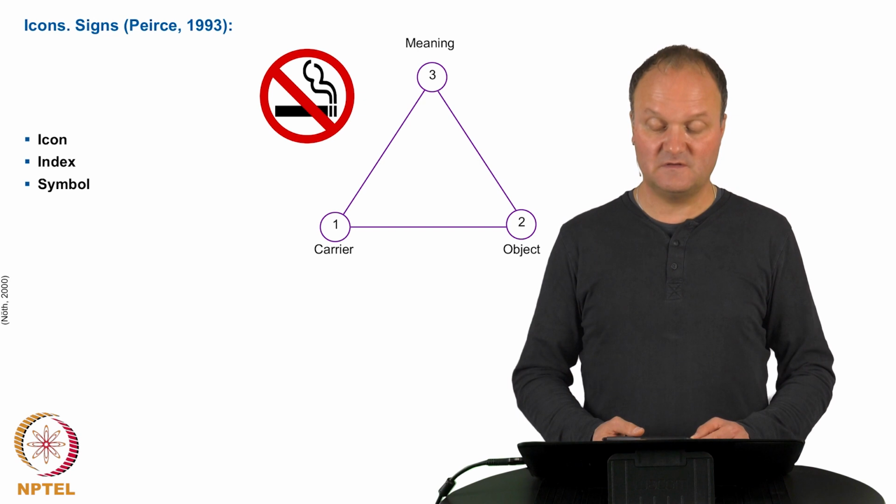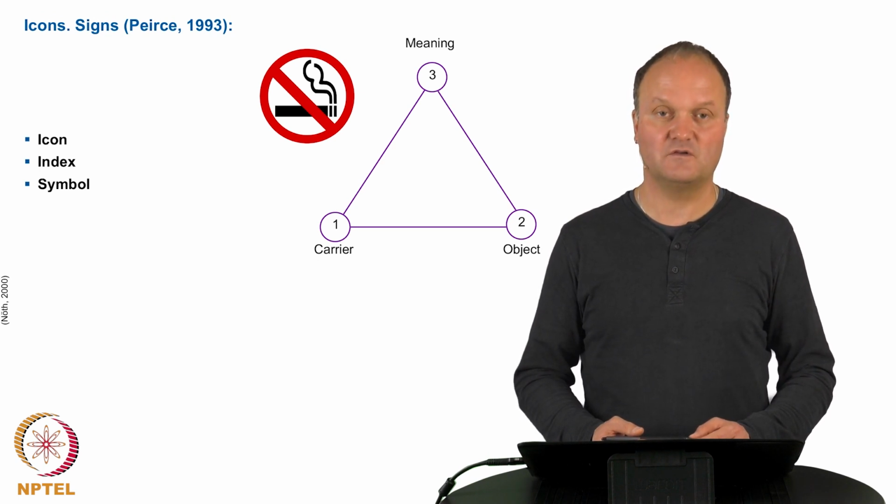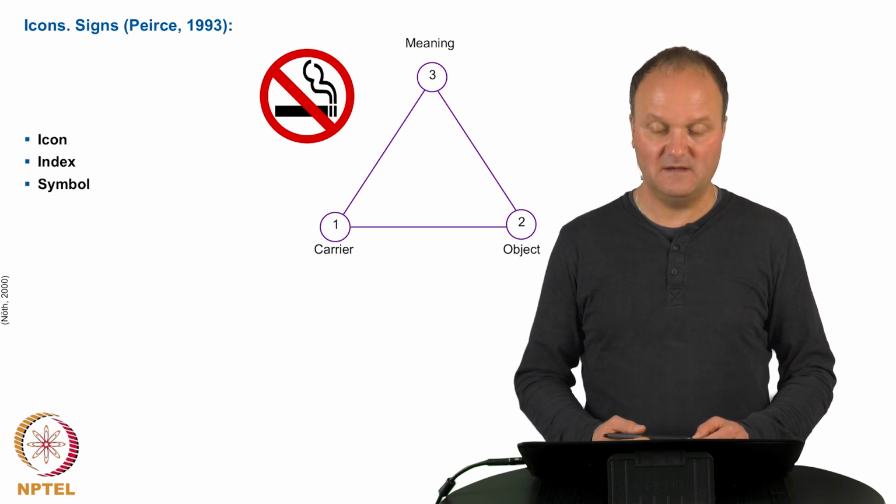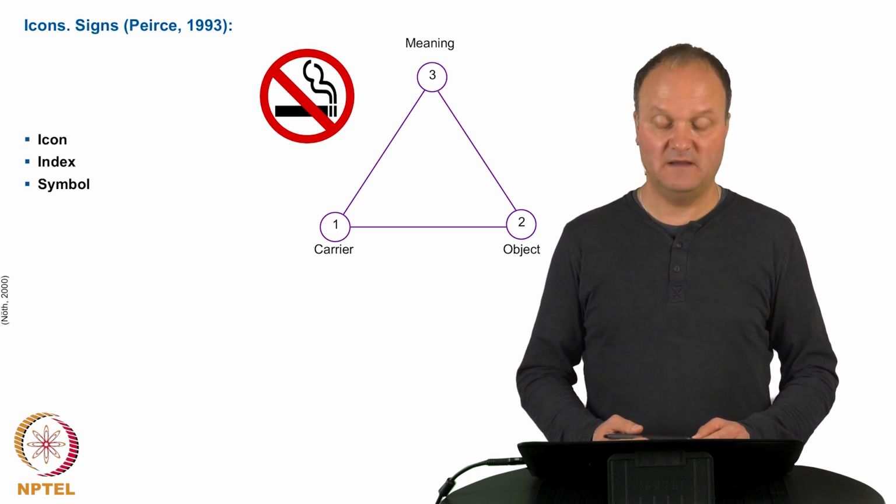For example, smoke relates to a fire due to a causal relationship. And then there are so-called symbols, which are signs that relate to an object through an arbitrary or conventional relationship, like the letter to a certain sound. All these are signs, and signs can be described in terms of a semiotic relationship. This is usually illustrated as a triadic relationship, which you see in the triangle here, between a carrier, an object, and a certain meaning.